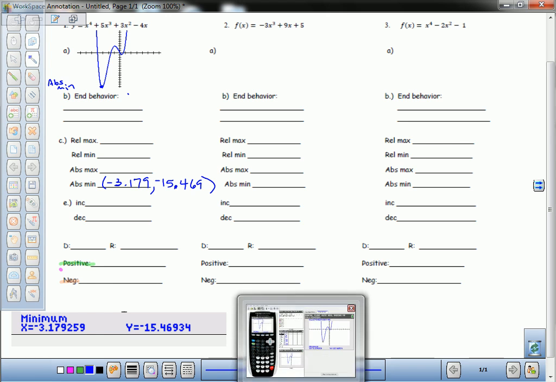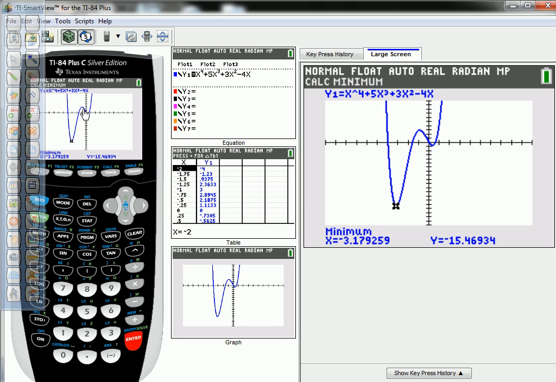Okay? And then we can go back to the calculator and find these two. This one is a relative max. This one is a relative min. Okay, I want everybody to go find that now. And if you're not sure what to do with your calculator, I want you to ask.